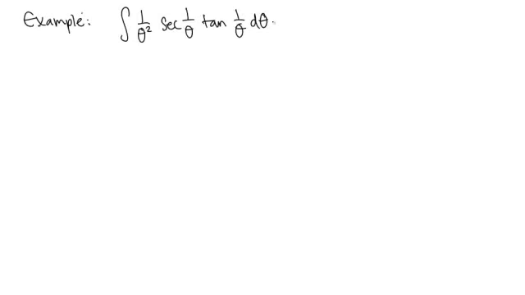Find the general antiderivative of 1 over theta squared times the secant of 1 over theta times the tangent of 1 over theta. So the first thing I'm going to do is prep this. This becomes the integral of theta to the negative 2 times the secant of theta to the negative 1 times the tangent of theta to the negative 1 d theta.